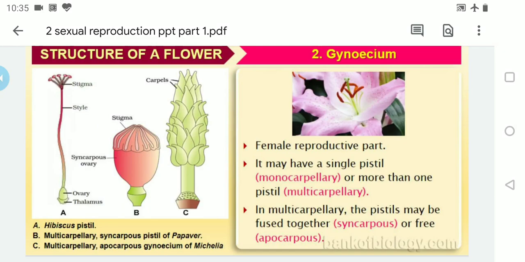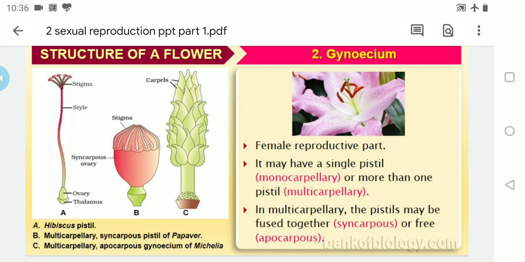Observe carefully. On the left side of the slide, there are three diagrams. The first one, A, is a dissected flower of a hibiscus showing the pistil, with other floral parts removed. Another one, B, shows the multicarpellary syncarpous pistil of Papaver. And the third diagram is a multicarpellary apocarpous gynoecium of Michelia champaca.